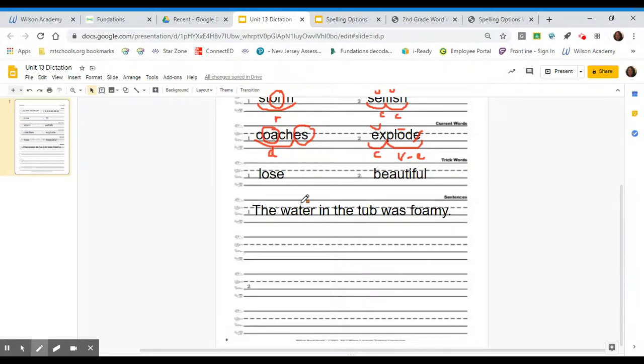Water is a review word. If you had trouble with that, most likely it would be in your spelling options section. I do not see any trick words for this sentence. The water in the tub was foamy. Scoop those phrases.